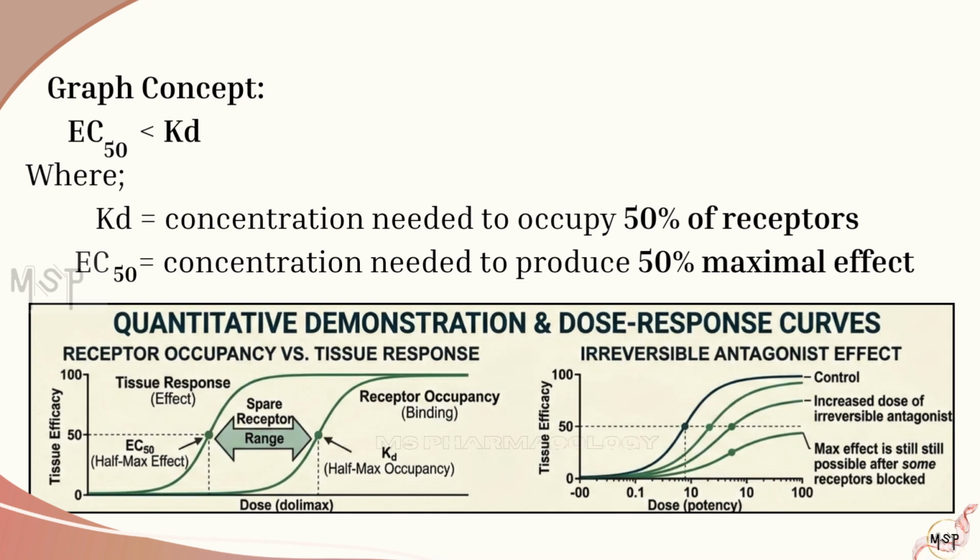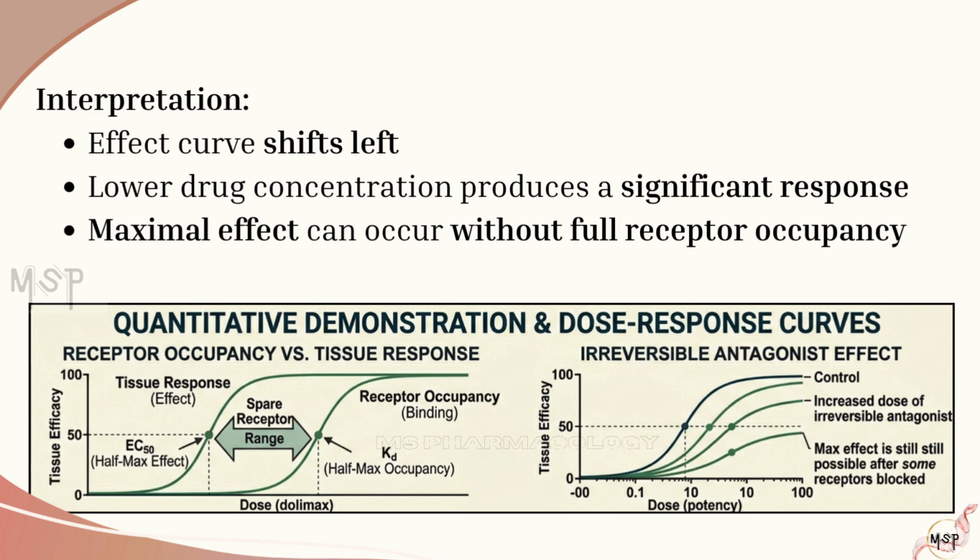One of the most important graph concepts related to spare receptors is EC50 is less than Kd. Here Kd represents the drug concentration needed to occupy 50% of receptors. EC50 represents the concentration needed to produce 50% of the maximal effect. In tissues with spare receptors, a drug can produce a large response before half the receptors are occupied. So the effect curve shifts to the left of the binding curve. This means a lower drug concentration is needed to produce an effect than to occupy receptors.